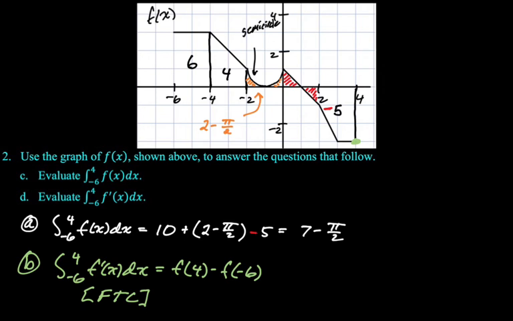So if you look at the graph, f of 4 is down here at -3, and f of -6 is up here at +3. So we're doing -3 minus 3, -6 overall.